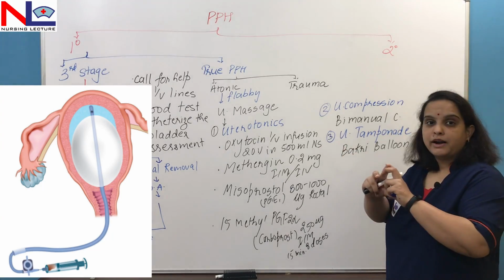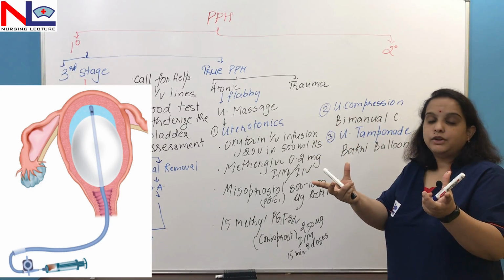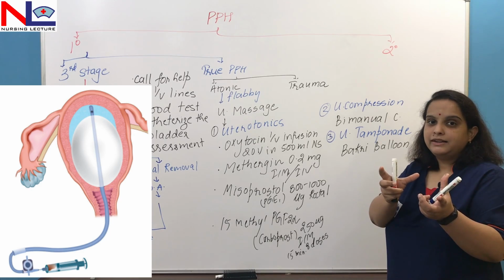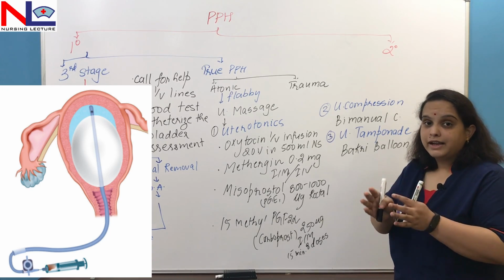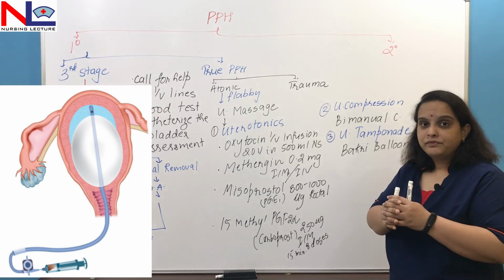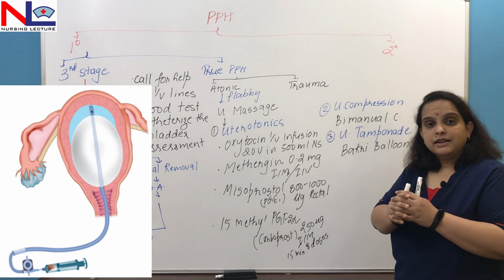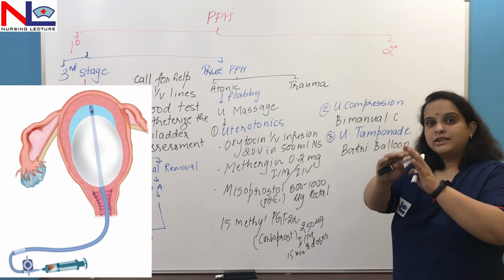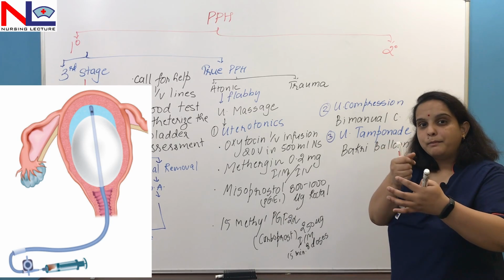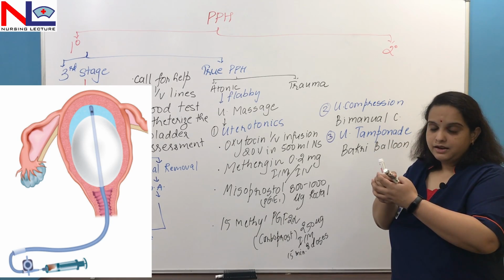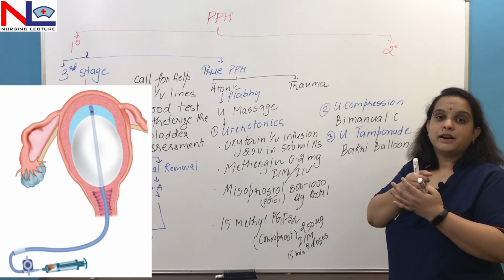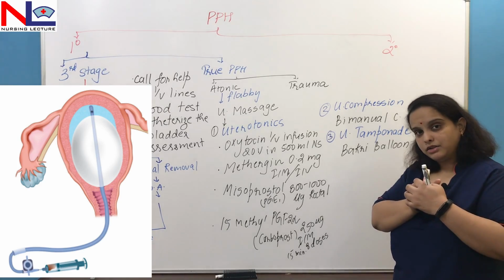So the deflated Bakri balloon becomes inflated in the uterine cavity by the normal saline, and we keep it there for a few hours. Once it is filled with normal saline, it compresses the uterine wall. So the open sinuses become compressed and the bleeding thereby stops.